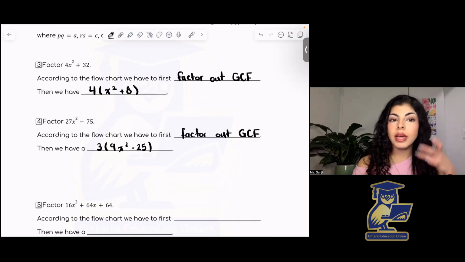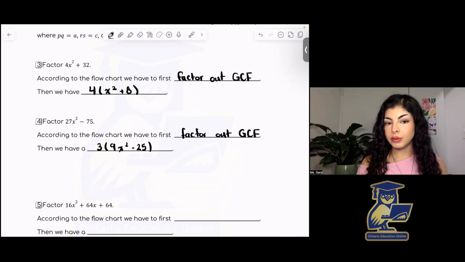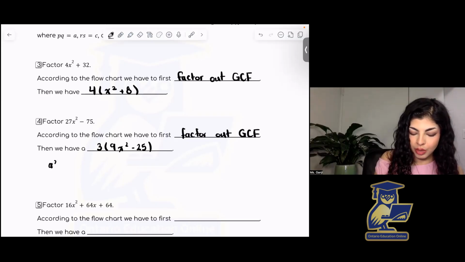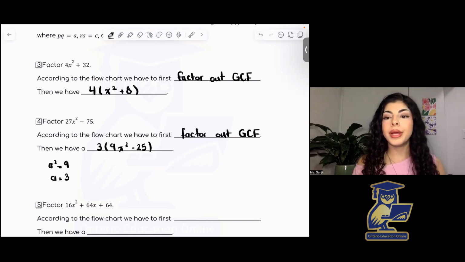So similar to the example above, this is a binomial. So we check for difference of squares. And it is actually a difference here because it's a subtraction. So it could work. So let's see. 9x squared. Here, a squared being equal to 9 will give me a equals 3. So it is a perfect square.